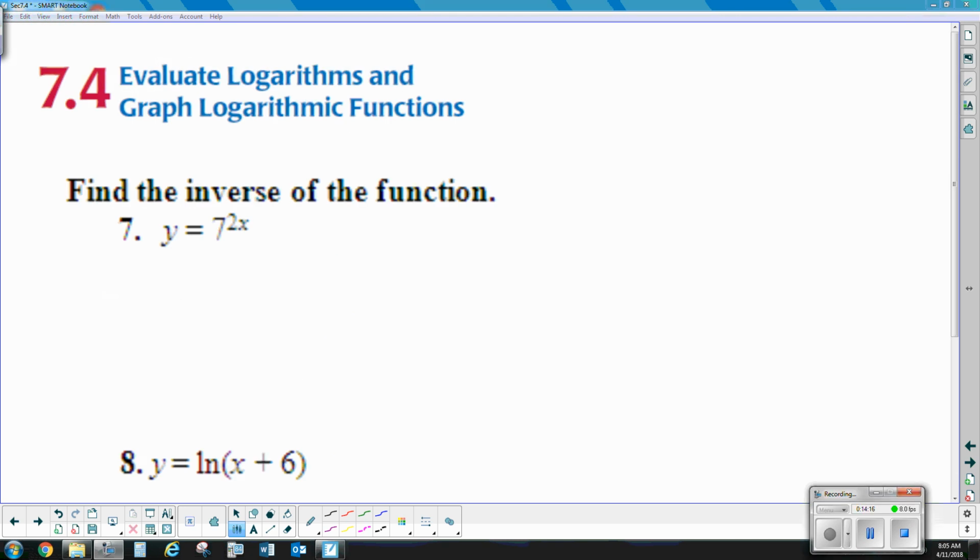All right, these next two, again, try these on your own. You can pause the video while you work. You're finding the inverse, which means you're switching your x and your y values and solving for y. So pause while you work, and you can unpause for the solution.